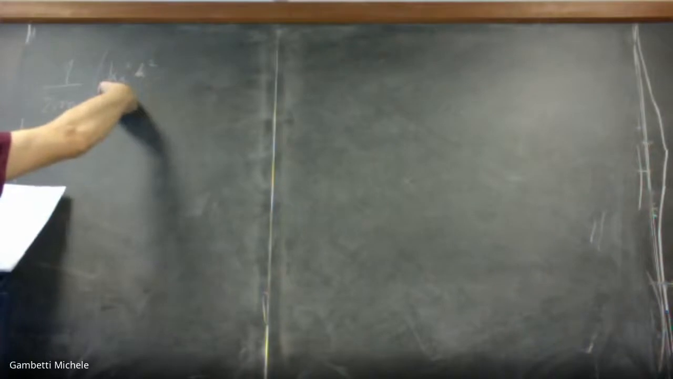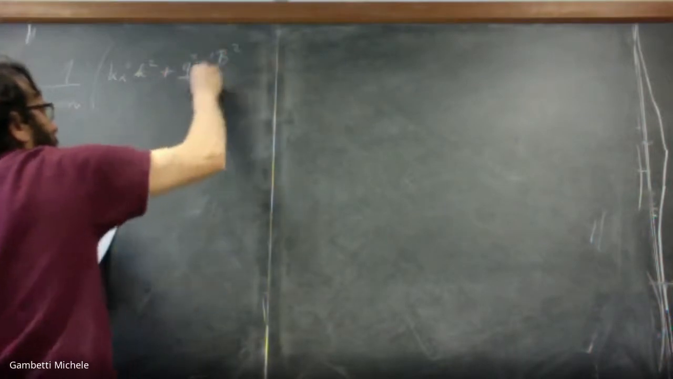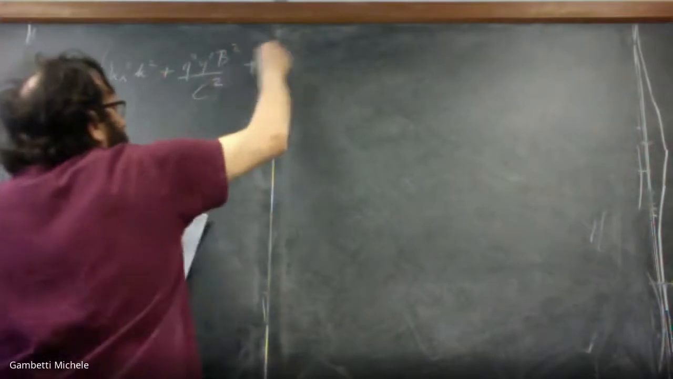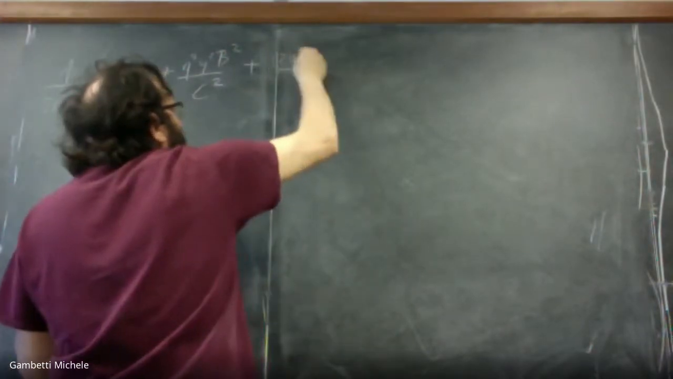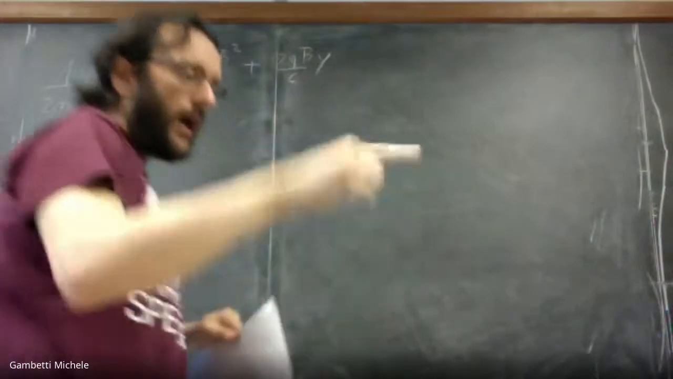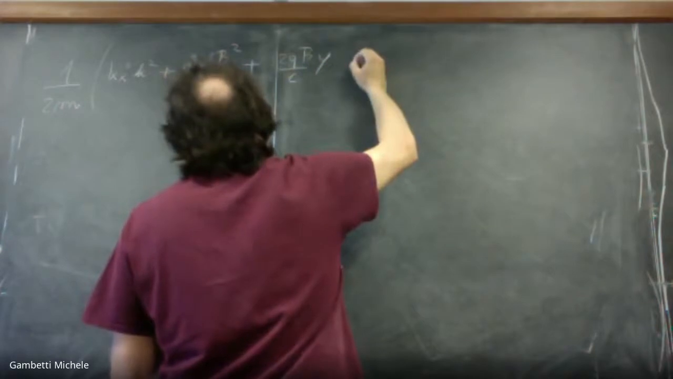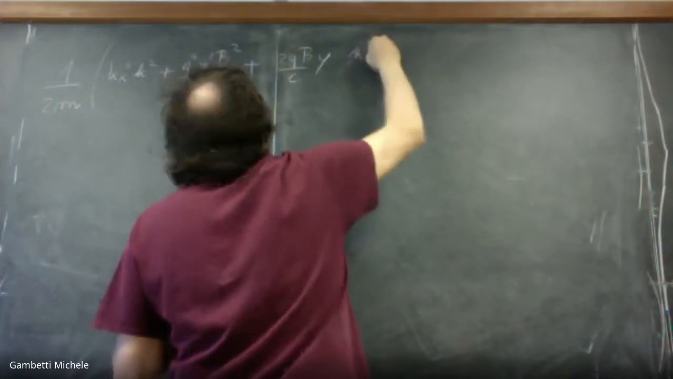So when the first part, the one containing the derivative with respect to x, is acting on the wave function that I wrote before, I get 1/2m, then I have a ħ²kx², which is the standard kinetic term. Then I have this constant, which was q²y²B²/c², plus 2qBcy ħkx. Then here I had a ħ divided by i, derivative with respect to x, that provides a factor of ħkx.